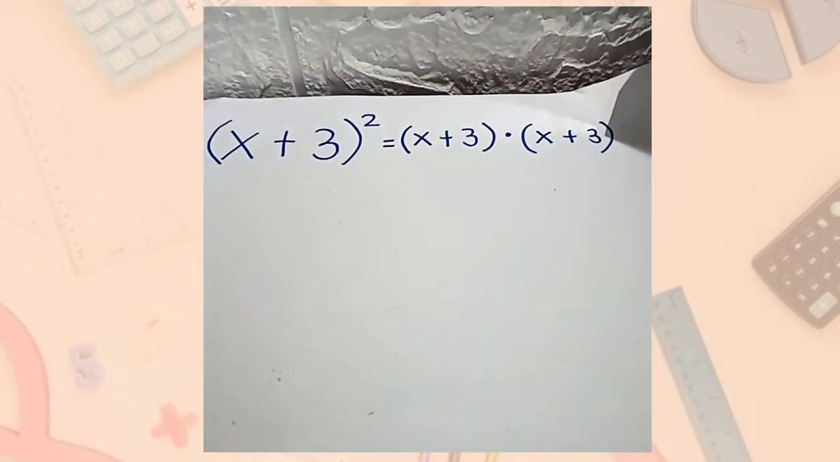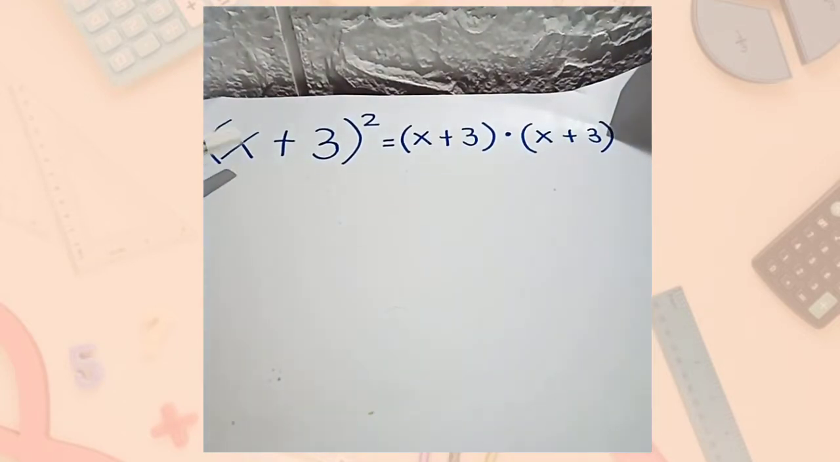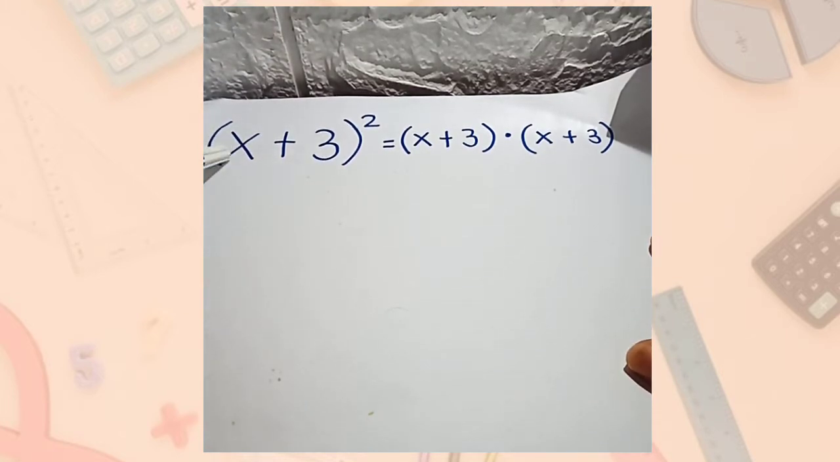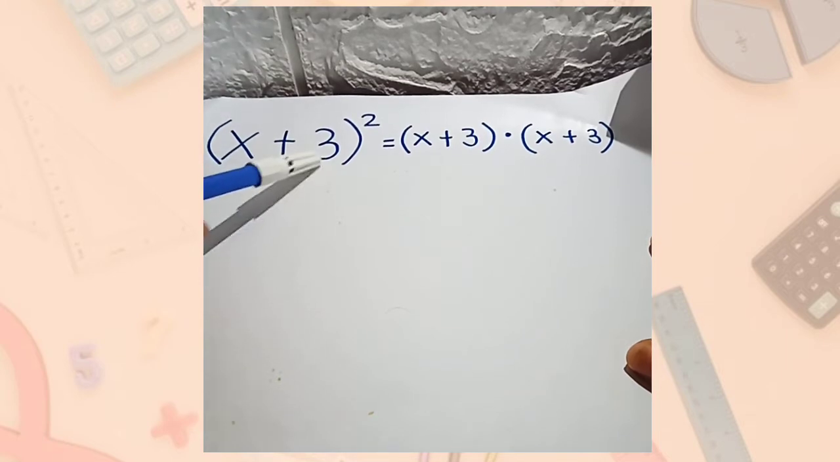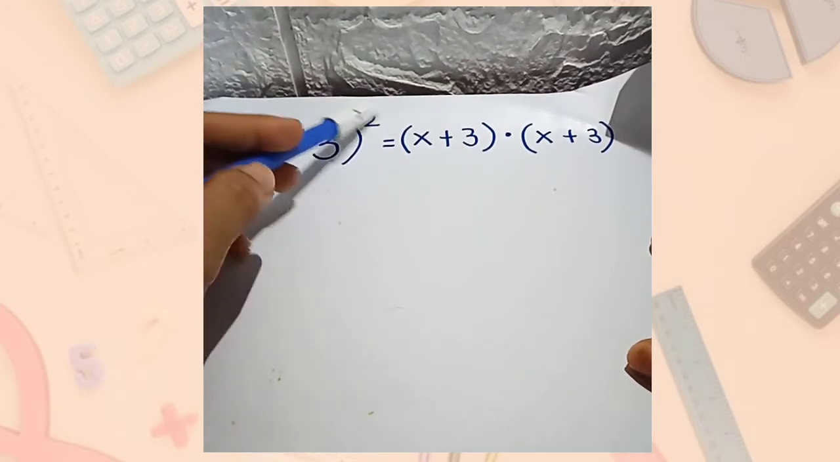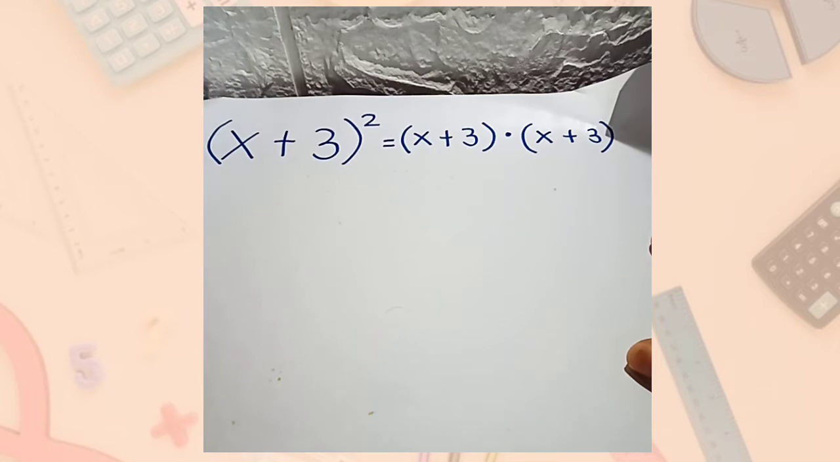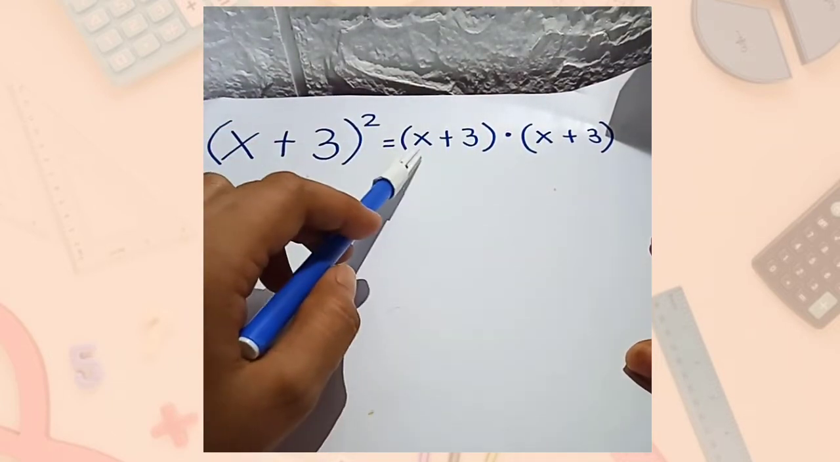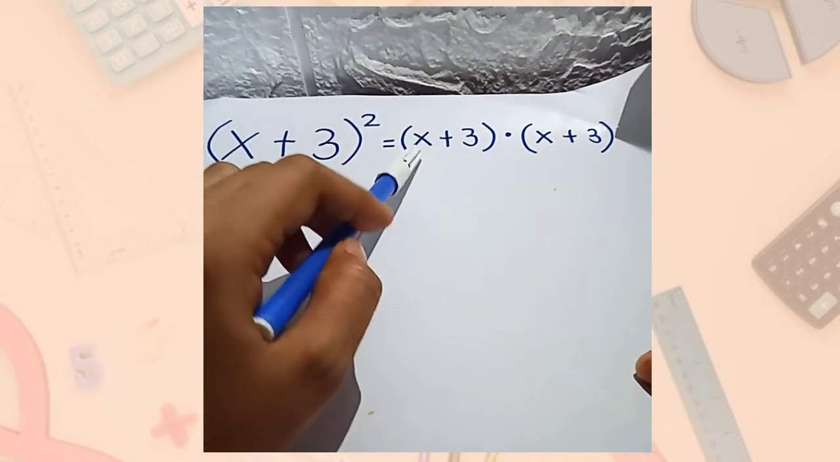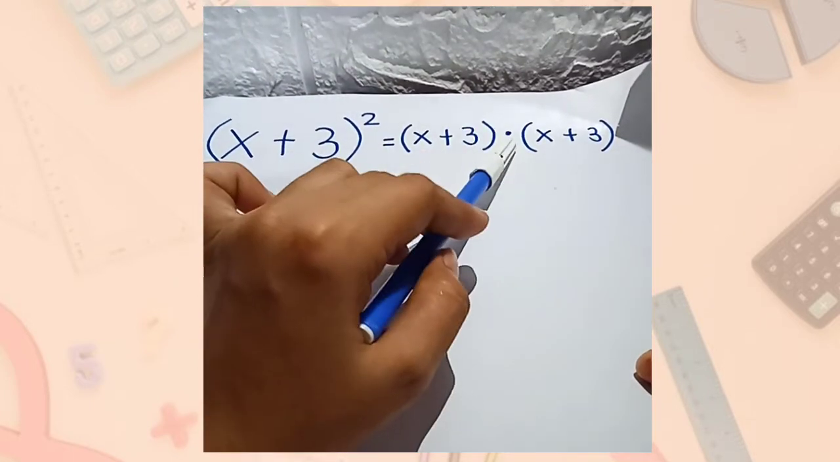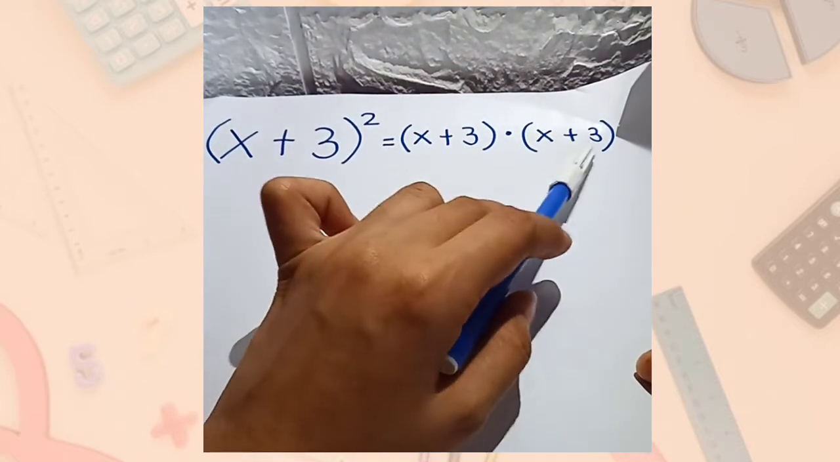Let's start with square of a binomial. Once we say binomial, ibig sabihin, mayroon tayong expression na dalawa ang term. So, itong x, unang term, at yung 3 na pangalawang term. Then, kapag naman sinabing square, ibig sabihin, magkakaroon tayo ng exponent na 2. At kung ito ay in-expand natin, ganito ang ibig sabihin niya. The quantity x plus 3 multiplied by the quantity x plus 3.